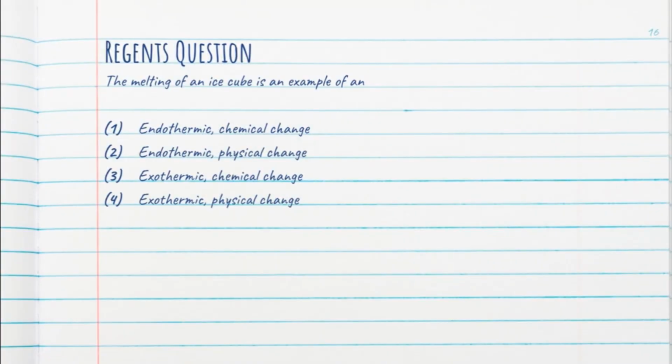The melting of an ice cube is an example of an endothermic reaction. The ice cube is taking in heat as it melts, making the reaction endothermic because it's absorbing heat. It is changing phases, going from a solid to a liquid, representing a physical change, not a chemical change.